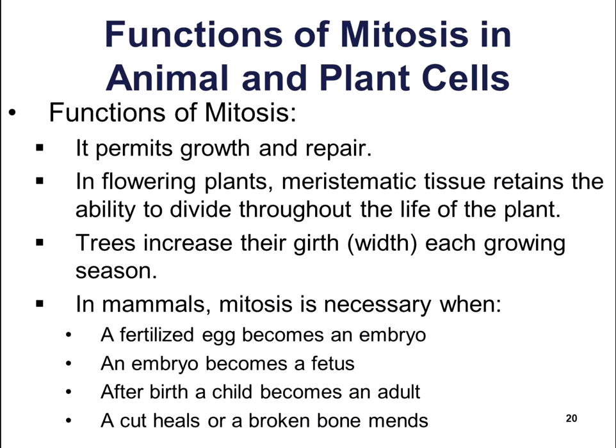In mammals, mitosis is necessary when a fertilized egg becomes an embryo and an embryo becomes a fetus. It also is occurring after birth, as a child becomes an adult, or when we break a bone and we need to mend it. It's kind of always going on in animals because for the most part, we're always growing or mending something.